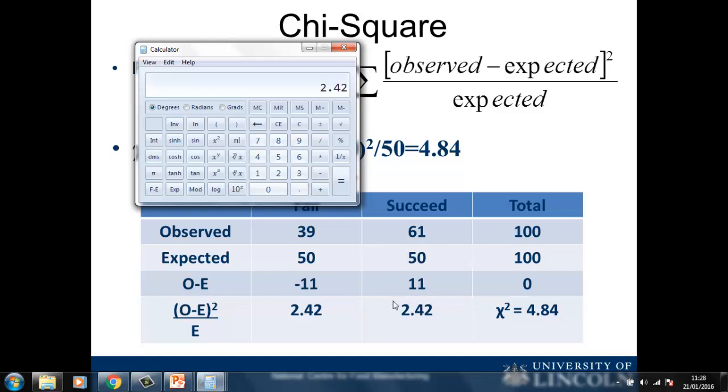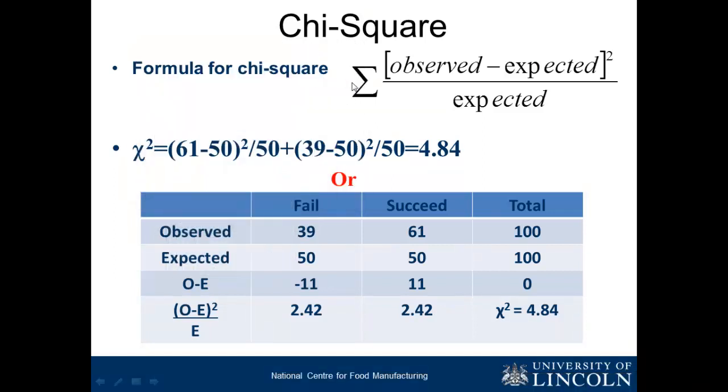Now you add them together. 2.42 plus 2.42. Remember the formula says summation. Add the two together, you have your chi-square, which is 4.84. So you have your chi-square of 4.84 by adding the two together. Don't forget, I repeat, summation. This one plus this one will give us our chi-square. Okay, just look at it.